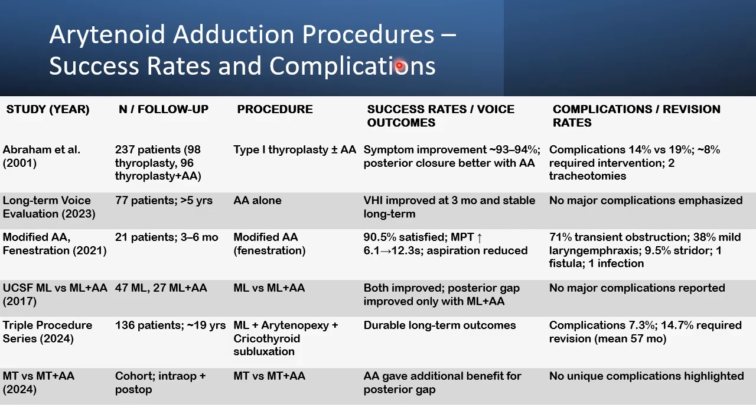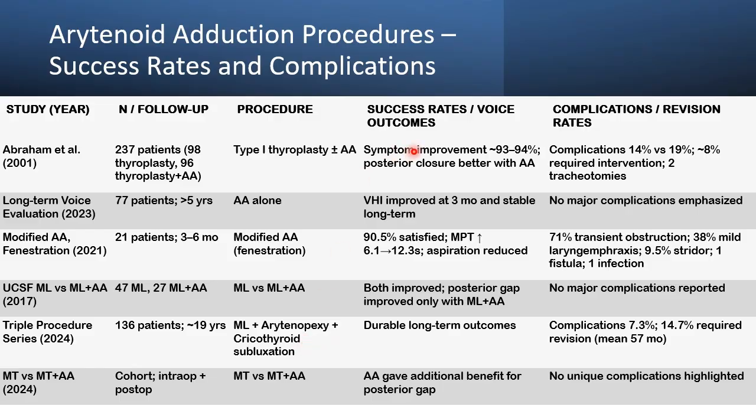And this table would summarize the success rates and complication rates for some recent big studies, recent from 2023 or 2021 or 2024 for these last two. A big series, or several hundreds, but not all of them had only arytenoid adduction. Some had also other operations like thyroplasty, and some have in addition modified arytenoid adduction through a small window, and some have also arytenopexy and crico-thyroid subluxation.